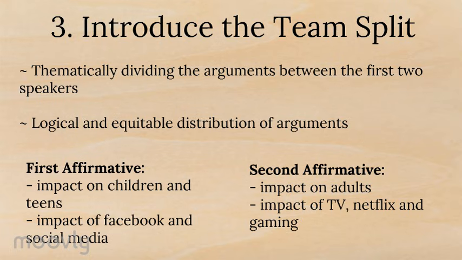The example that I have down here is the first affirmative will be speaking about the impact on children and teens, the impact of Facebook and social media, whereas the second speaker will be talking about the impact on adults, impact on TV, Netflix, and gaming. As the first speaker, you will be highlighting what the second speaker will be saying. So it is important that communication between you two is very, very clear and you each know what each other are going to be saying. Any changes need to be communicated to each other.